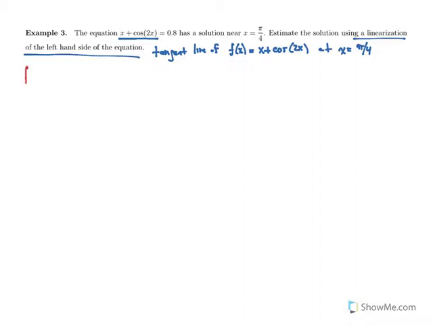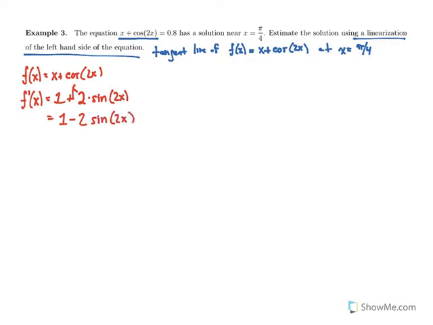So in order to find the tangent line, we have our function x plus cosine 2x. Our derivative is going to be the derivative of x, which is 1, plus the derivative of cosine of 2x, where we need the chain rule. It's going to be negative 2 times sine of 2x. The derivative of cosine is negative sine, multiplied by the derivative of 2x, which is 2. That's going to be 1 minus 2 sine of 2x.